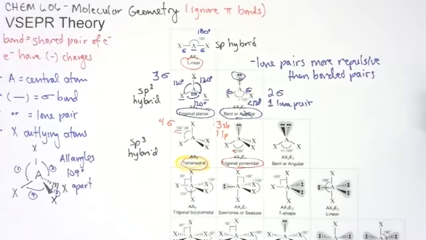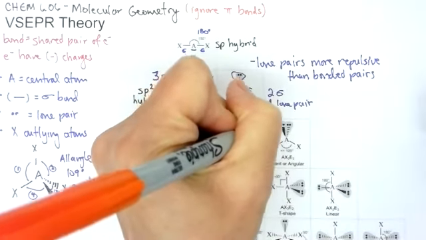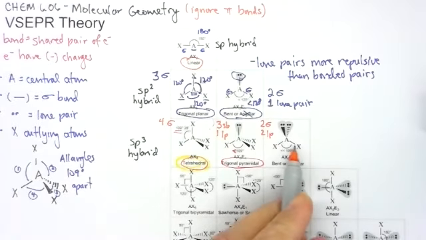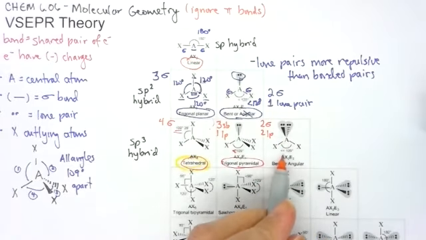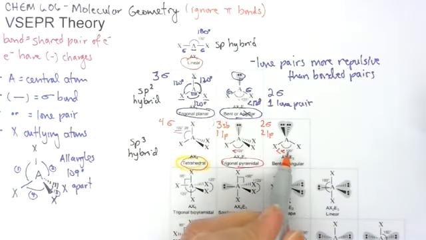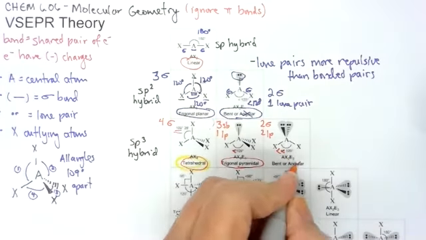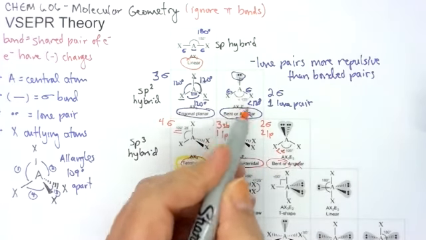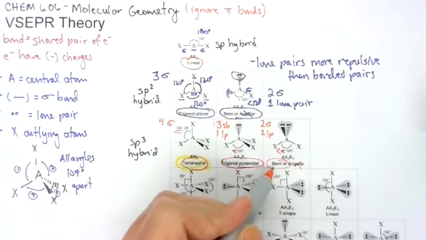Trigonal pyramidal. Finally, here I have 2 sigma bonds and I have 2 lone pairs. So here are my sigma bonds, here are my lone pairs, and there's a double arrow for much less than 109 degrees. And again, this is going to be the same as this. We're going to have the same kind of angle here, and we call this bent.